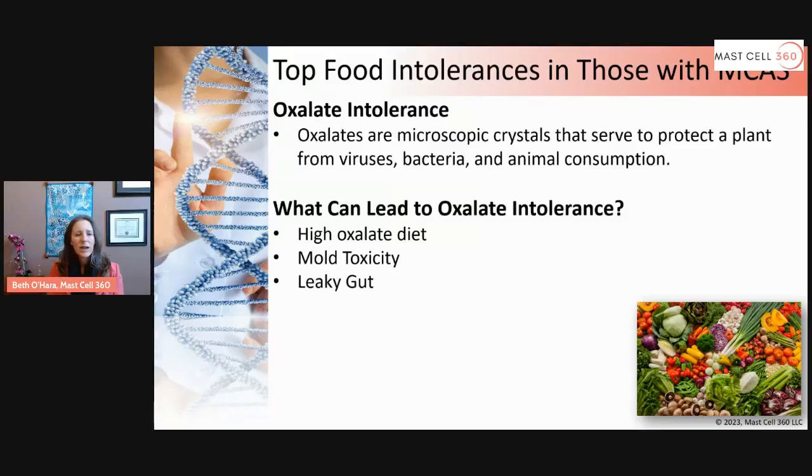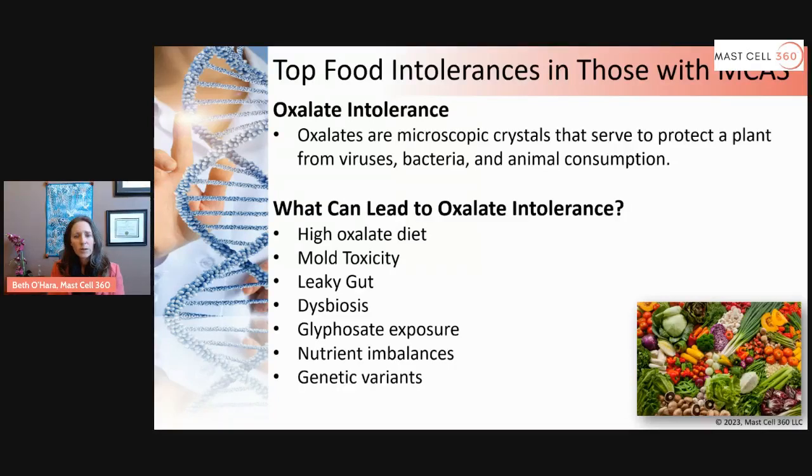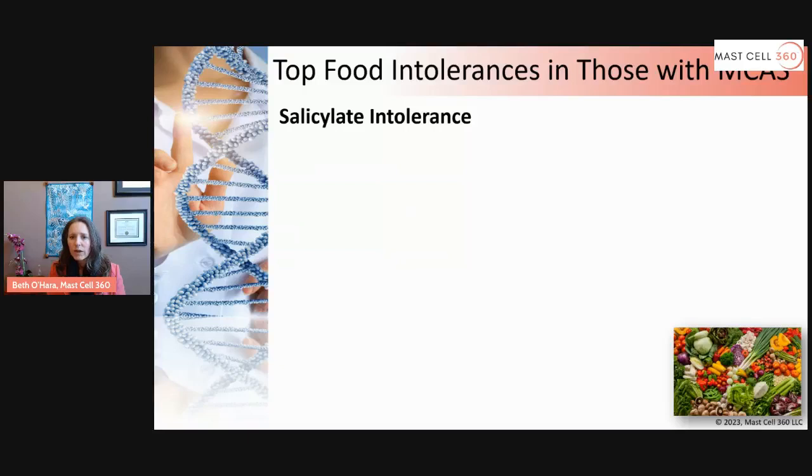If we have leaky gut, we have dysbiosis in the bacteria in the gut, so we're not making the kinds of bacteria that break the oxalates down in the gut. Glyphosate can worsen this, nutrient imbalances, and there are some genetic predispositions towards overproducing oxalates in our bodies. All right, so this is just a background for everybody.